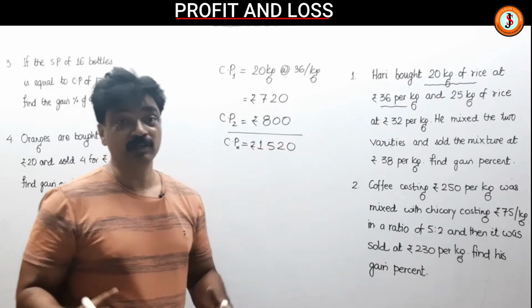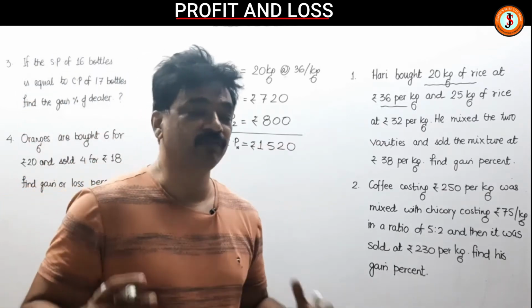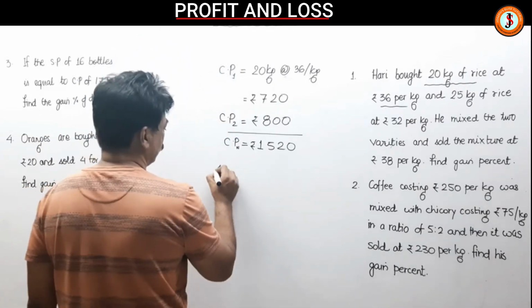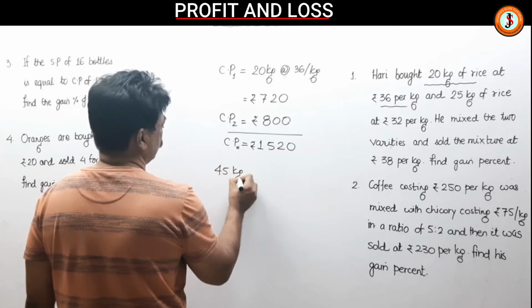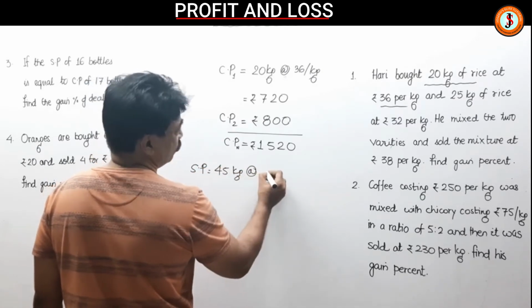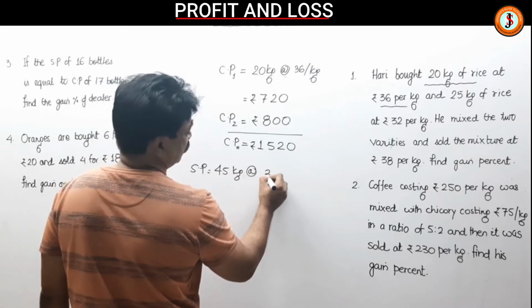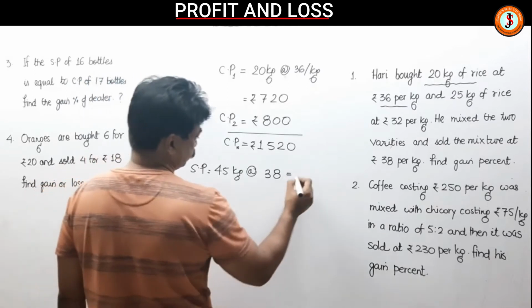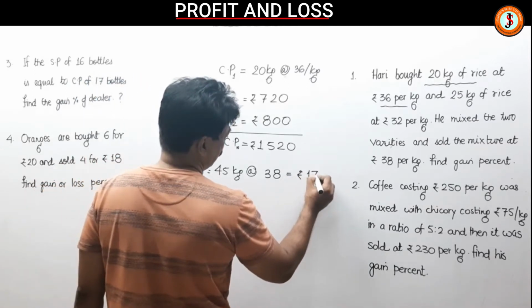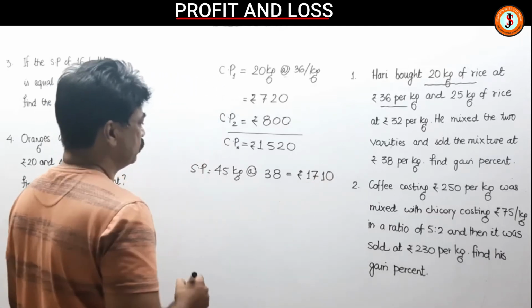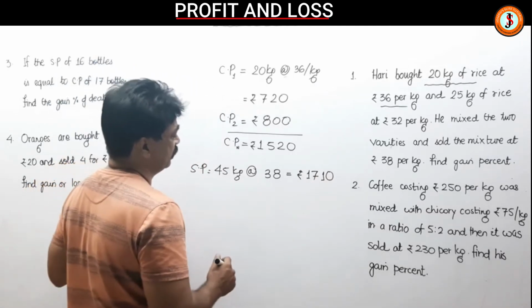Now he mixed it. So 25 kg plus 20 kg, now he has 45 kg of the mixed variety, and he sold it. So now I am writing SP. He sold it at 45 into what is the rate? 38 per kg. So if I multiply it, it will be rupees 1710. But let us see once more how much it is. 1710.